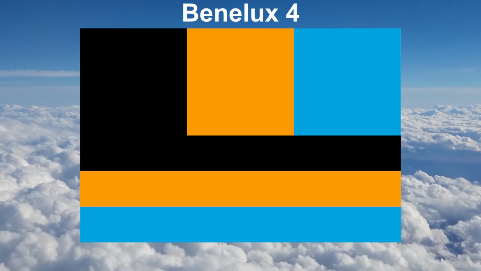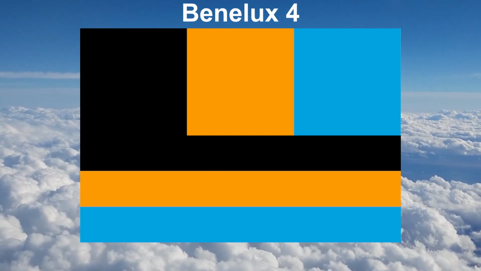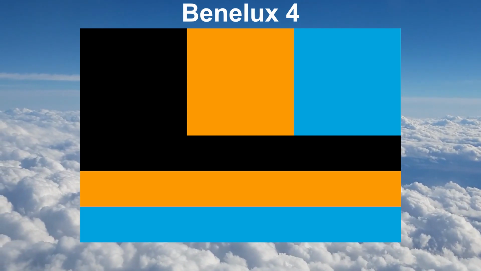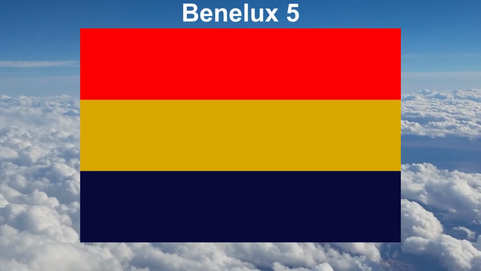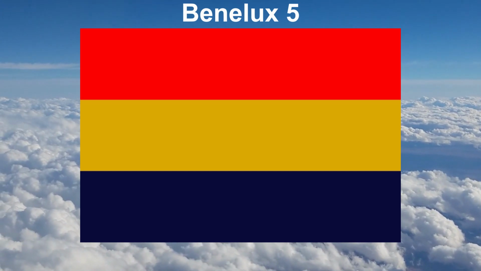The reason the colors of this flag are in the black, orange, light blue order is to spell Belgium, the Netherlands, and Luxembourg, i.e. Benelux. Next is entry 5. Red represents the Dutch, yellow represents the Belgians, and the dark blue represents the Luxembourgers.